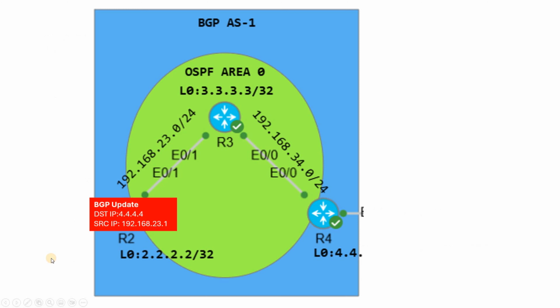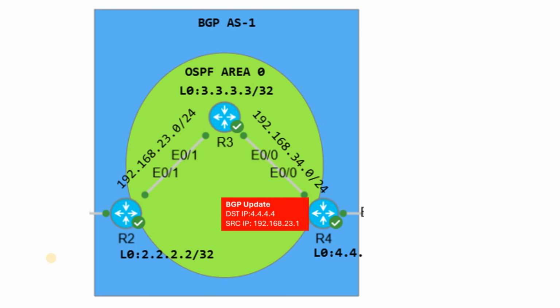And let's take a look at that command. So right now we have R2 getting ready to send an update to R4, and it's going to send the update to IP address 4.4.4.4, but the source IP will be the egress interface of R2, or E0/1. And when it sends that to R4, R4 is going to receive that, and it's going to look at its BGP neighbors table and say, I don't have a neighbor relationship with 192.168.23.1, so I'm going to ignore that. So using the update-source loopback 0 will force R2 to use 2.2.2.2 when it does its BGP updates.